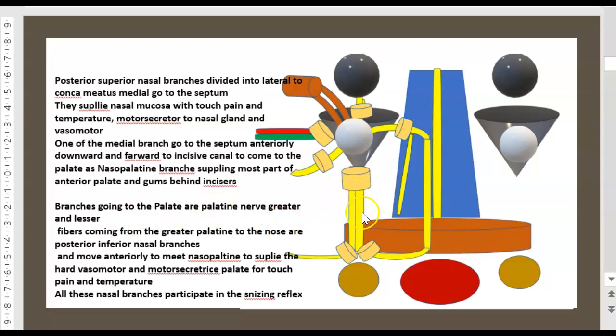Branches going to the palate are the palatine nerves, greater and lesser palatine nerves. They move from the greater palatine nerve to the nose through the posterior inferior nasal branch and move anteriorly to meet the nasopalatine nerve to supply the hard palate. All these nasal branches participate in the sneezing reflex.